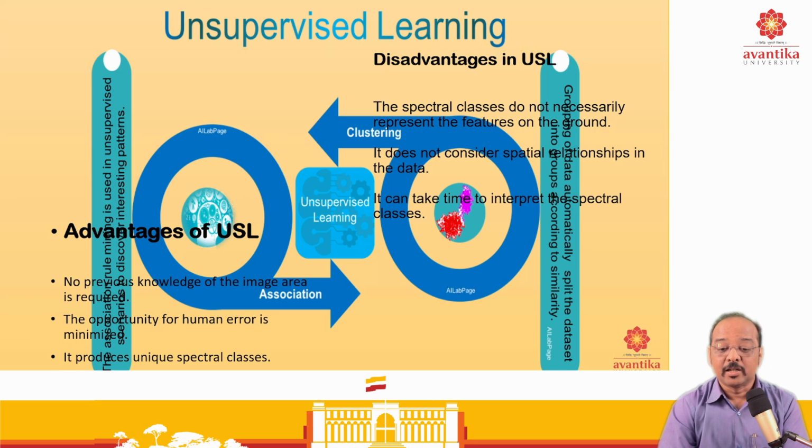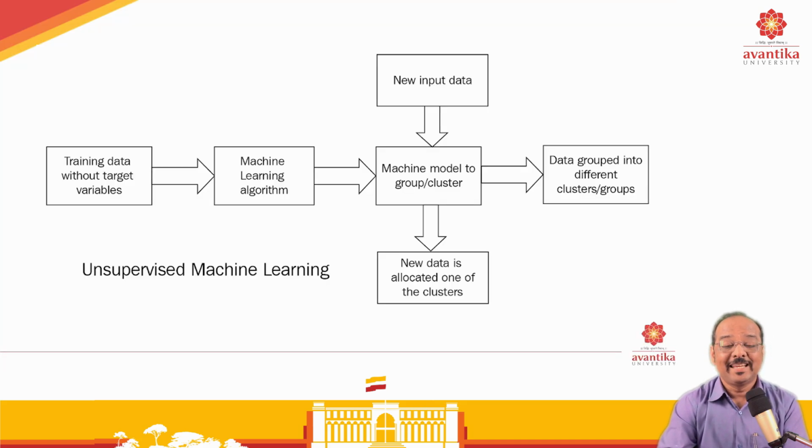It does not consider spatial relationships in the data. So it is very difficult for unsupervised learning to capture the relationship between the data in a spatial form, and it takes some time to interpret the spatial classes as well. So this is the case for unsupervised learning.